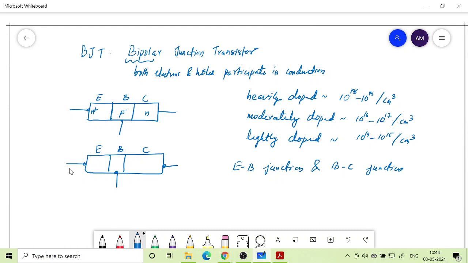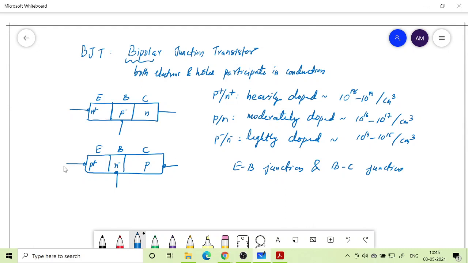Here you will have P plus, then N minus, and P. P plus or N plus means heavily doped, P or N means moderately doped, and P minus, N minus means lightly doped. Sometimes you will see terms like P plus plus also, that it will be like 10 raised to 19 or more. That's like the upper end of the heavily doped range. So these are the 3 terminals.